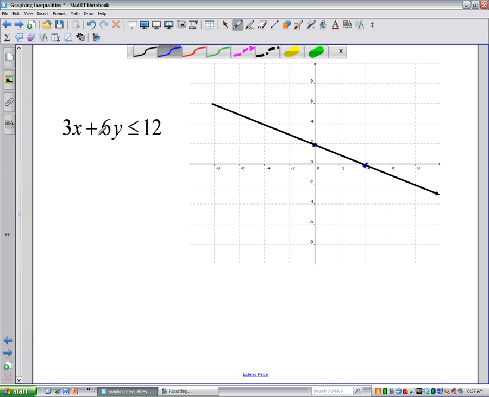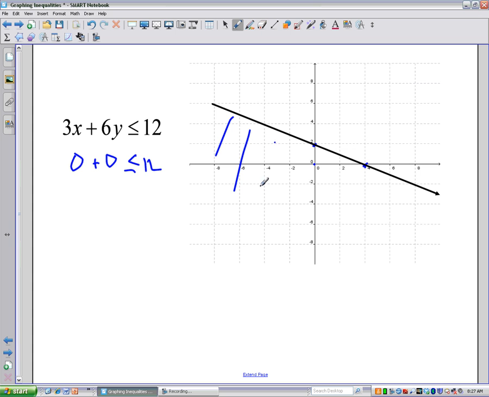With the shading this time, because it's not in that same form, it's hard to tell whether we're going above or below. So the easiest thing to do is to check 0, 0, the origin. If x is 0 and y is 0, I get 0 plus 0 less than 12. Is that true? It is. 0 plus 0 is less than 12, so this point works.